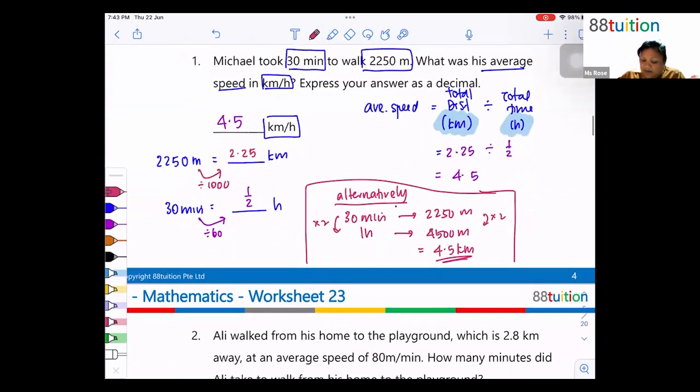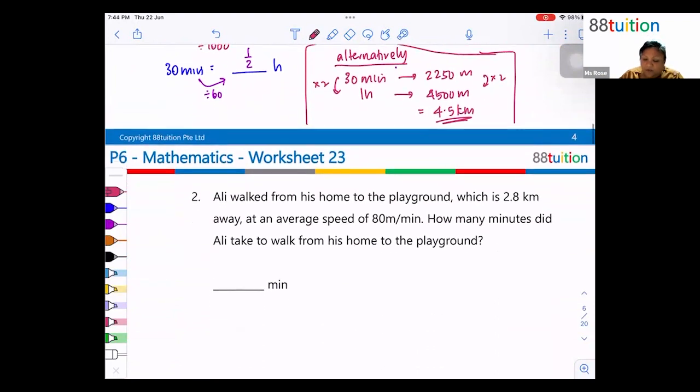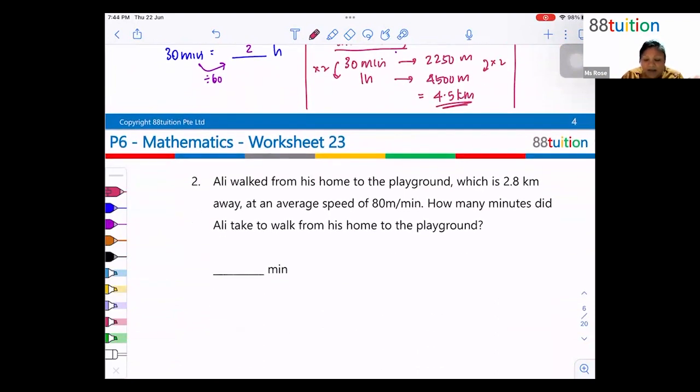Okay, so let's take a look at question 2. So question 2 is the same, but notice that the first thing that you need when you see a speed question is take note of the units given to each number. So I have 2.8 kilometers, speed as in 80 meters per minute. Now I want how many minutes to the question.